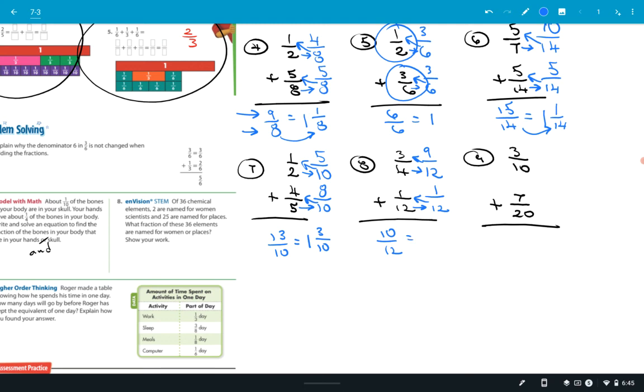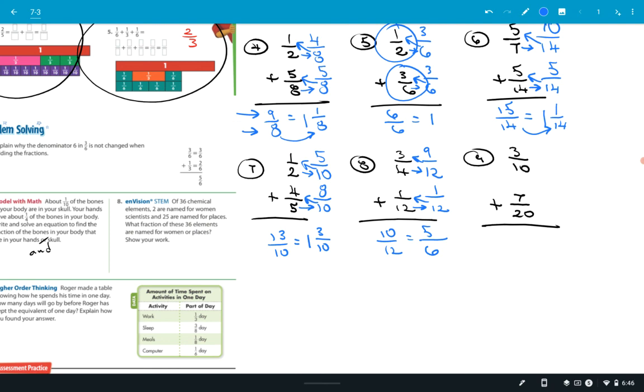Now, that's not an improper fraction. That one's fine. But we can reduce that. And when I say reduce, you want to look for a number that will go into 10 and 12 evenly. Well, 10 can be divided by 2, and so can 12. So how many times does 2 go into 10? 5 times. How many times does 2 go into 12? 6 times. So 10 twelfths can be reduced to 5 sixths.